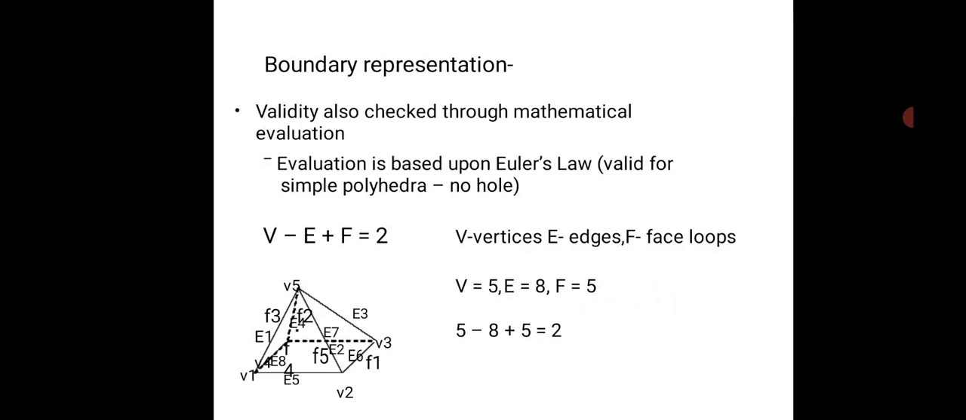Boundary representation validity is also checked through mathematical evaluation. The equation is based upon Euler's law, valid for simple polyhedra with no holes. Here the formula is V minus E plus F equals 2. V means vertices, E means edges, F means faces. Here this solid has number of vertices 5, edges 8 and faces 5. We can put the values in this equation: 5 minus 8 plus 5 equals 2. The value is 2 equals 2. Both are the same value.